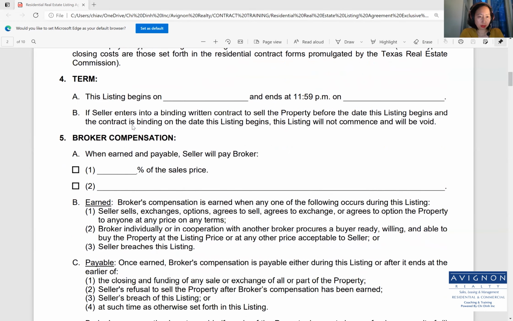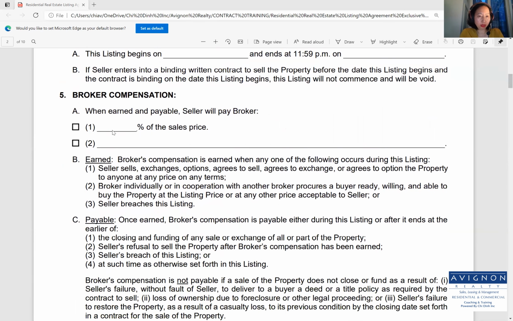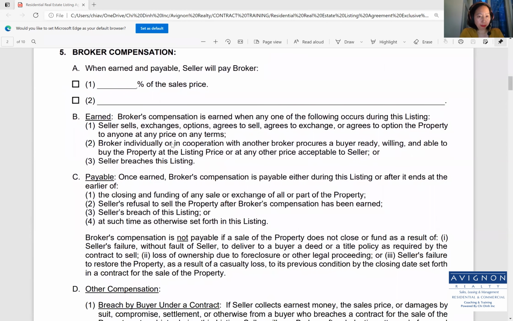Paragraph 4, this is the term of the listing. The listing begins on this date and ends at 11:59 p.m. on this date. That's the term of this listing agreement. And then there's broker compensation. And that could be an amount or percentage. Then number 1 needs to be checked. The percentage will go here, percentage of the sales price.